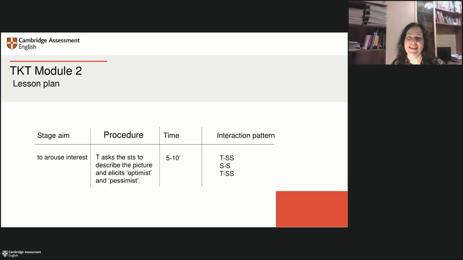Okay, timing and interaction patterns. And for each stage, you'll be doing the same thing.